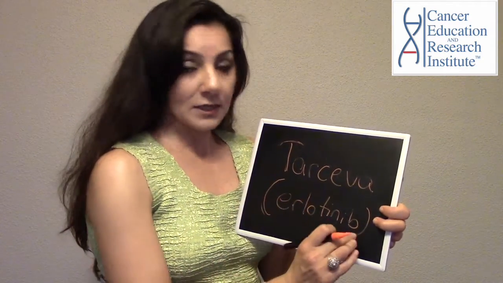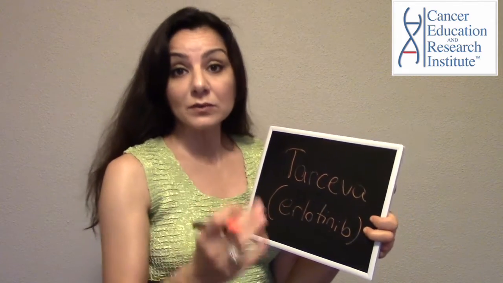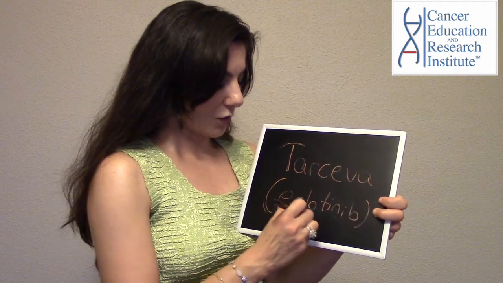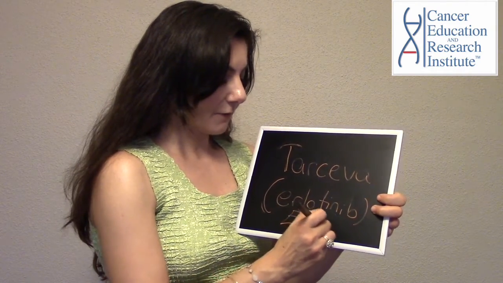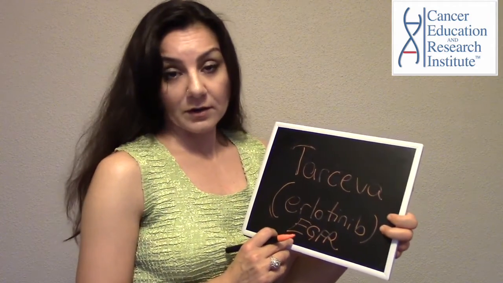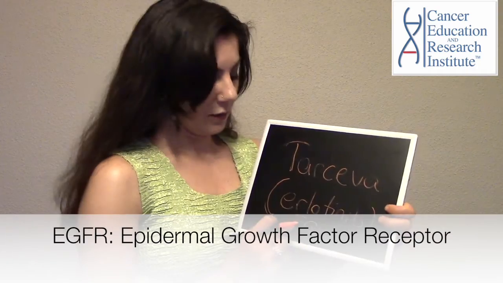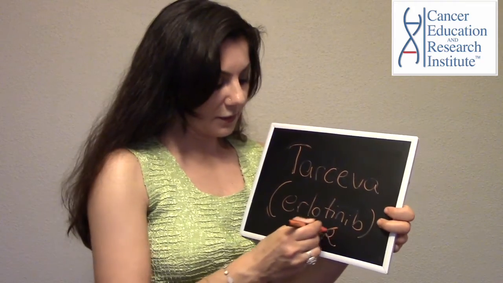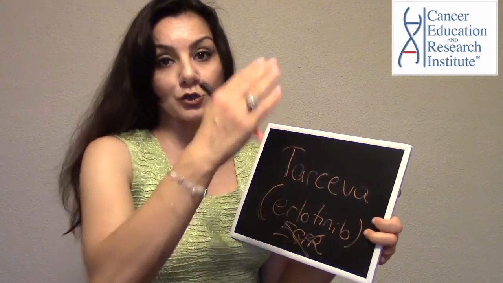However, erlotinib targets a specific mutant or abnormal protein which is called EGFR, a mutant version of EGFR protein that is expressed by cancer cells. EGFR means epidermal growth factor receptor. So when you inhibit EGFR, the mutant version of EGFR that is expressed by tumor cells, you are inhibiting tumors to grow, or you can slow down the tumor growth.